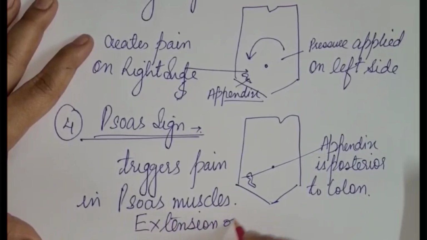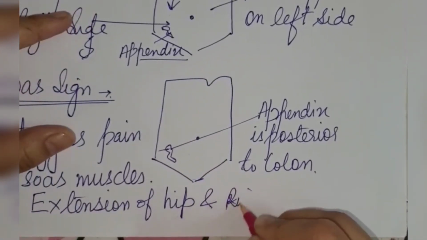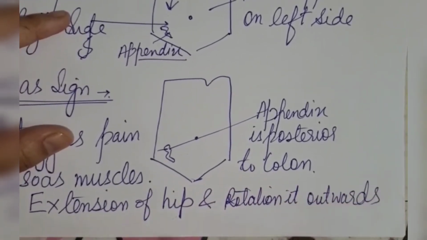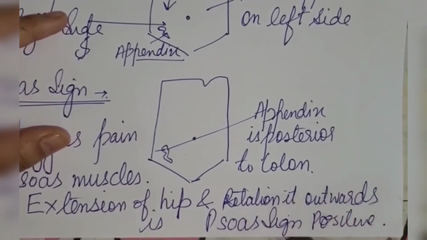And in Psoas sign, the extension of hip and rotation of it outwards will also give pain. That is called as Psoas sign. It is positive.